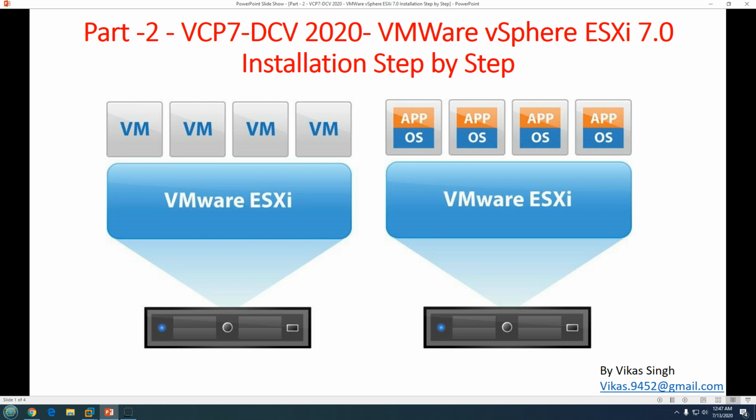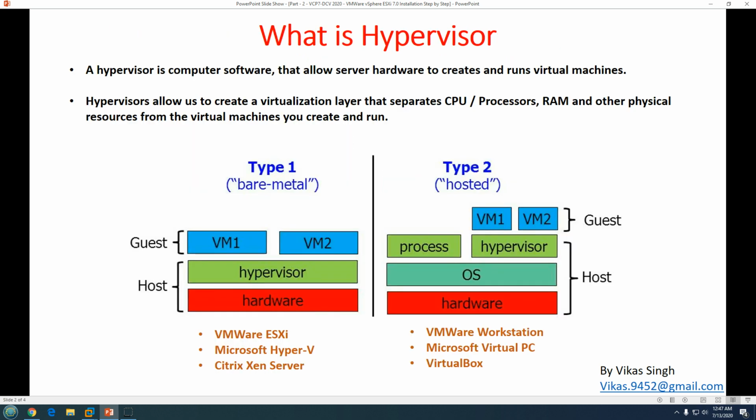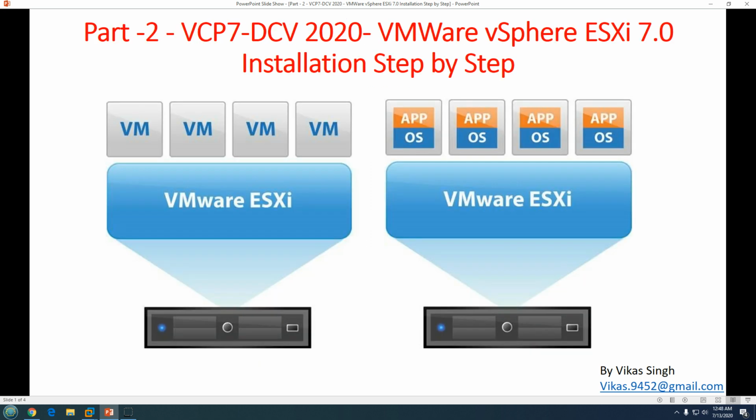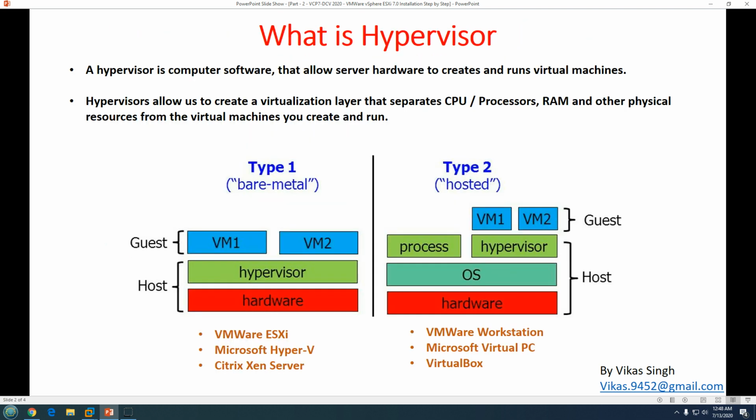Before moving to installation, we need to know what is ESXi and why we need ESXi in our VMware vSphere environment. ESXi is a hypervisor. The next question is, what is a hypervisor? A hypervisor is computer software which creates an environment to run virtual machines on the server platform or the server hardware.